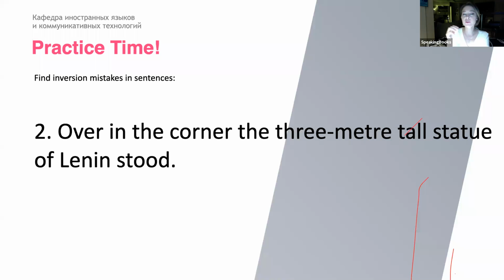Because if you say, over in the corner did the 3-meter tall statue of Lenin stand, it doesn't sound good, does it? Okay, let's do one more and see. So the correct one, once again, I will read because I can see a lot of mistakes here. The correct sentence would be, over in the corner stood the 3-meter tall statue of Lenin. The second type of inversion.